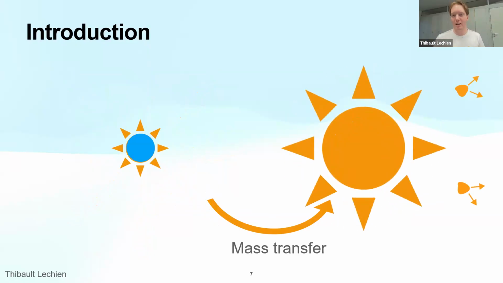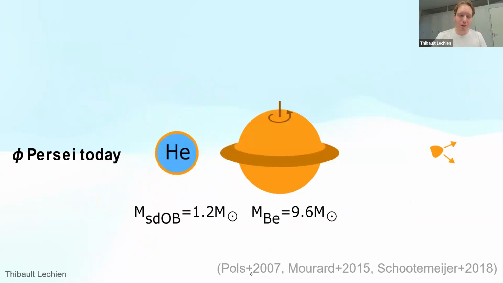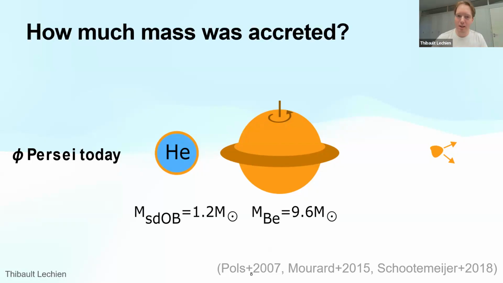And then there's some amount of mass that has left the system, either in a circumbinary disk or left the system completely, and we don't really know how much. And so the prototypical system is pretty well known. It's Phi Persei, which consists of about a one solar mass stripped star, which consists of the helium core of the original donor star with some amount of hydrogen envelope remaining, and a rapidly rotating Be star, which is about 10 solar masses. And there's some amount of mass that's left the system, but we don't really know how much.